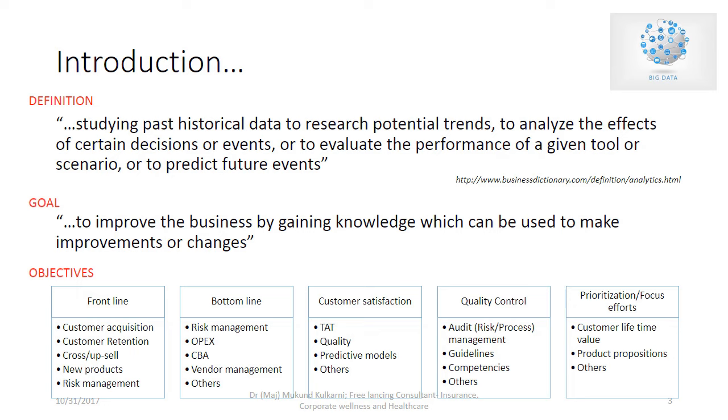And of course, the very first would be to improve the frontline business. Second would be obviously bottom line improvements. Third is improved customer satisfaction. Fourth is internal quality, because we're talking about insurance as a technical subject, so it's important for us to maintain high levels of quality of decisions made. And of course, also from an operational perspective, identify areas of prioritization or focus.